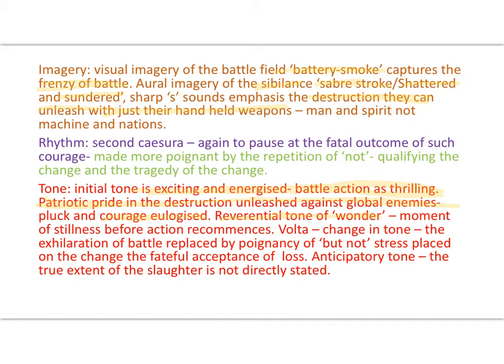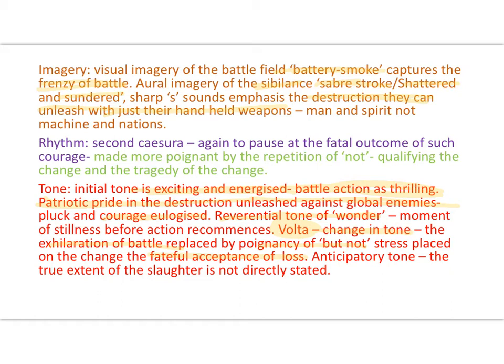You've also then got a change in tone, and when you have a sudden change in tone, it's called a volta. So a volta is a sudden change in tone, and here you have a volta because you have a change from the exhilaration of the battle to the poignancy of the outcome, that not all 600 could ride back, that unfortunately what you have is that acceptance of loss. And therefore the volta marks a change, focusing not on the battle but on the consequences of the battle.